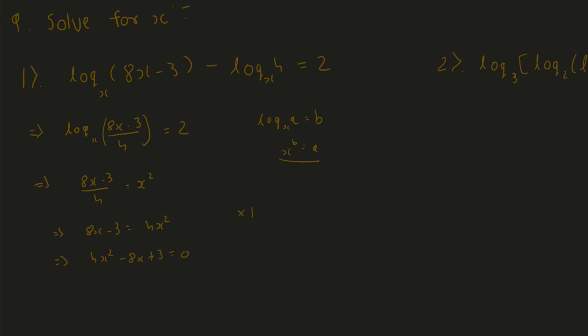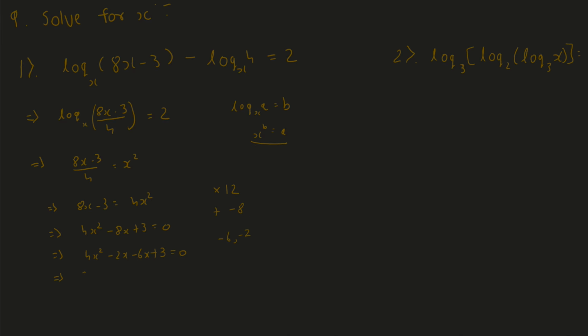We need two numbers whose multiplication is 12 and whose addition is minus 8. So what are going to be those numbers? Pretty simple, these are going to be minus 6 and minus 2. So we write this as 4x squared minus 2x minus 6x plus 3 is equal to 0.